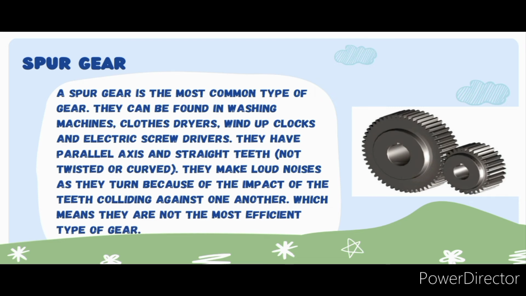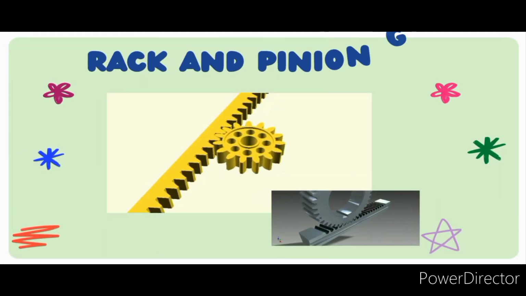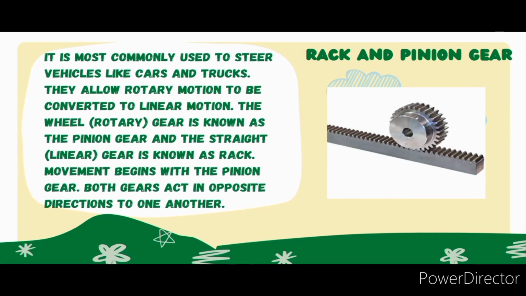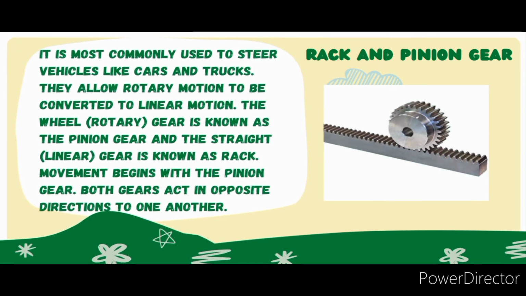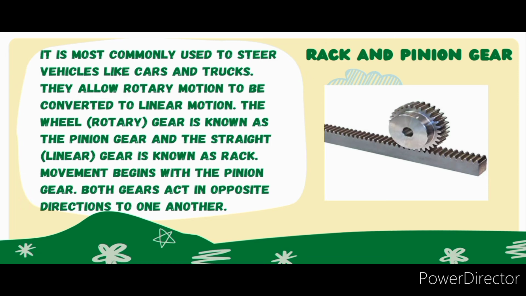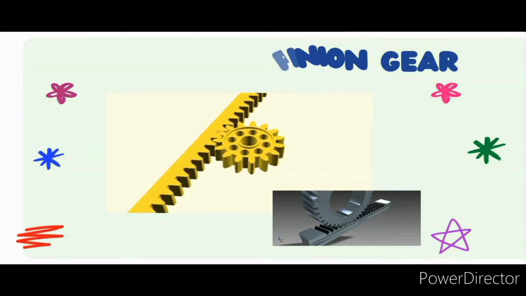Now we'll be looking at the next one, rack and pinion. Rack and pinion is the most commonly used to steer vehicles like cars and trucks, because gears can also be found in vehicles. Rack and pinion allows rotary motion to be converted to linear motion. Rotary has to do with going in circles, while linear has to do with moving in a straight line.